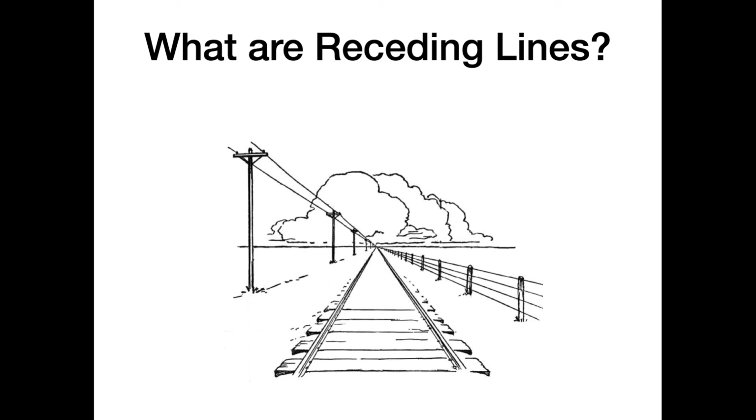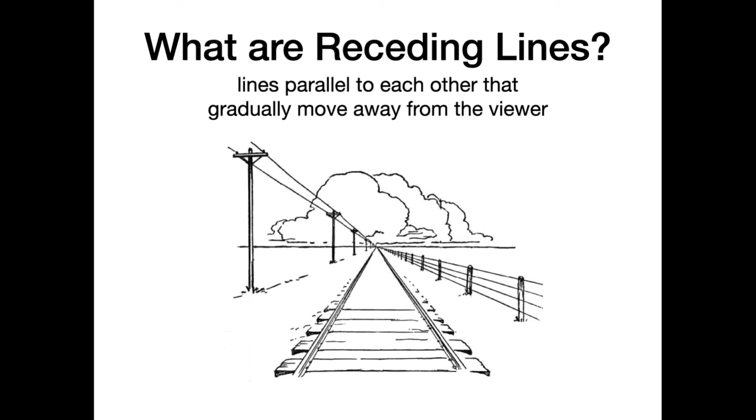What are receding lines? Receding lines are lines that are parallel to each other and are gradually moving away from the viewer. I'm going to talk about receding lines a lot, so it is very important that you understand what they are. All these lines in reality would be parallel, and in our drawing, they are receding away.